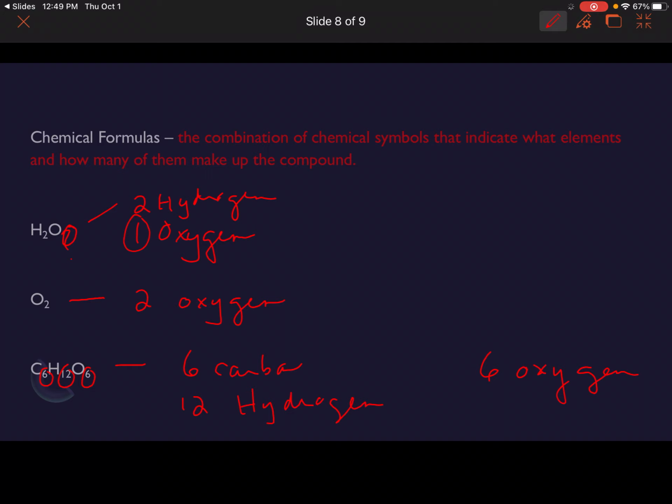Okay, so that's that. You can just go through there and yeah, that's it. Let me just do another one here. So if we had NH3, how many nitrogens do we have? 1. 1 nitrogen. How many hydrogens? 3 hydrogens. Good. So fairly straightforward.